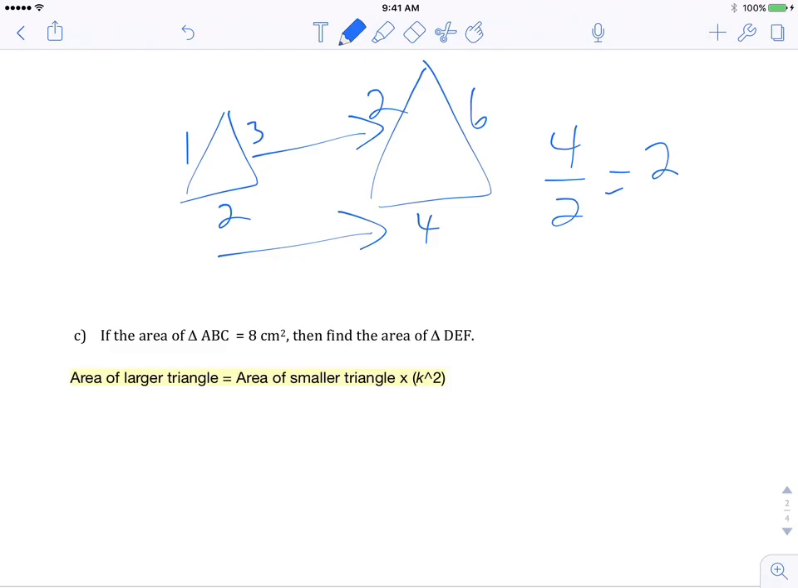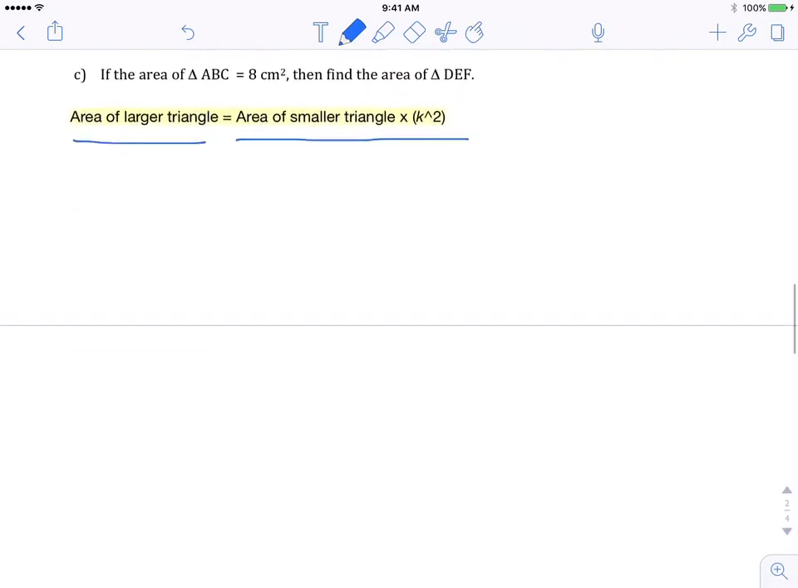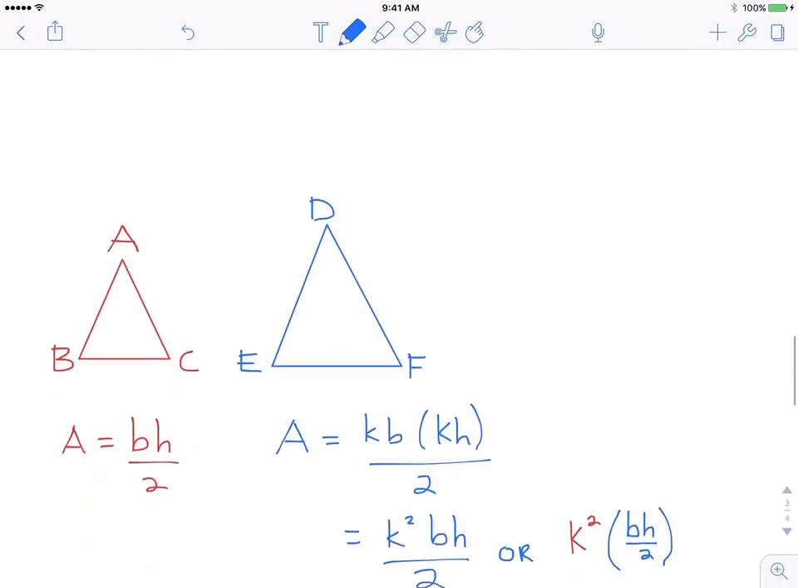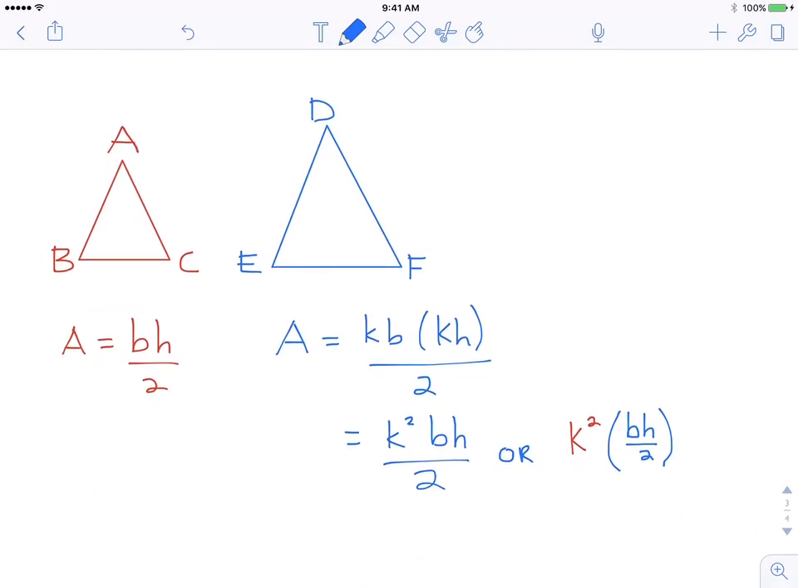And it asks us, if the area of triangle ABC is 8 square centimeters, that's the larger triangle, then find the area of, sorry, that's the smaller triangle, find the area of DEF. And I've given you the formula here. Area of the larger triangle is the area of the smaller triangle times the scale factor squared. You'll remember that was a learning goal from last lesson. And what I've done for you as well down here, just as a little review, is prove that learning goal. Why is the larger triangle times scale factor squared?